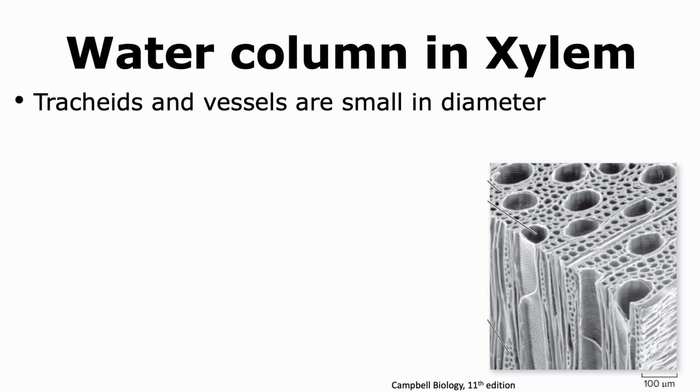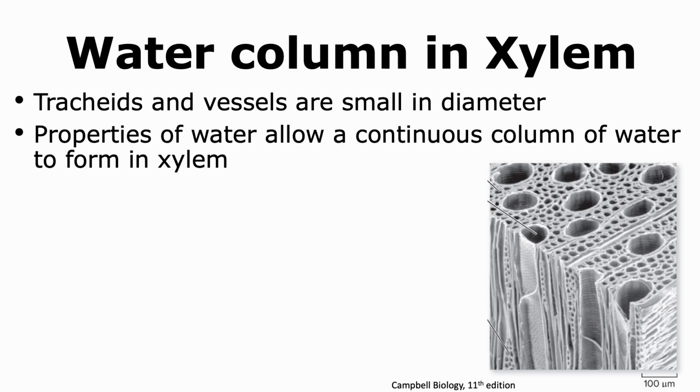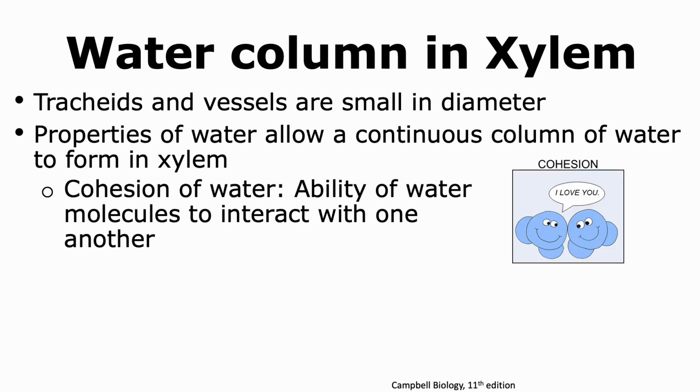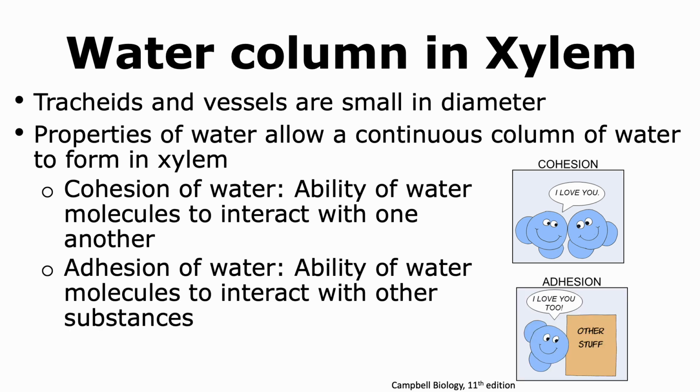The tracheids and vessels of the xylem are small in diameter. The properties of water allow a continuous column to form through the cohesion of water, which is the ability of water molecules to interact with one another, and the adhesion of water, which is the ability of water molecules to interact with other substances. In this case, that other substance is the xylem.